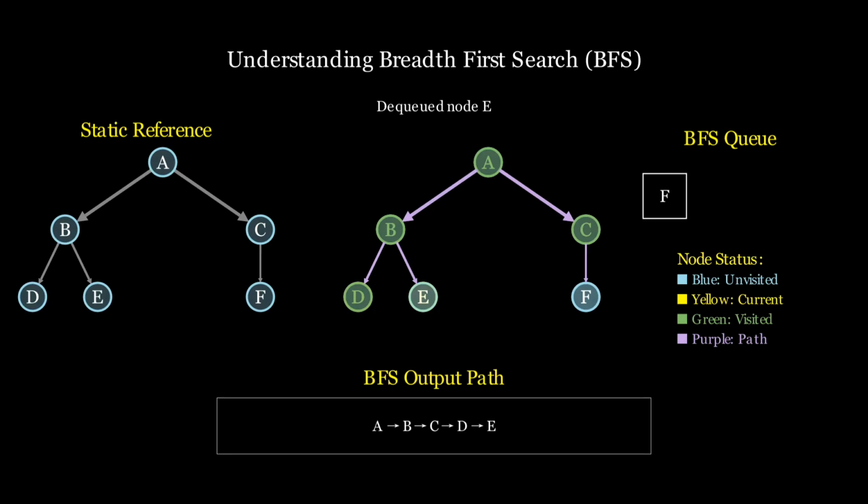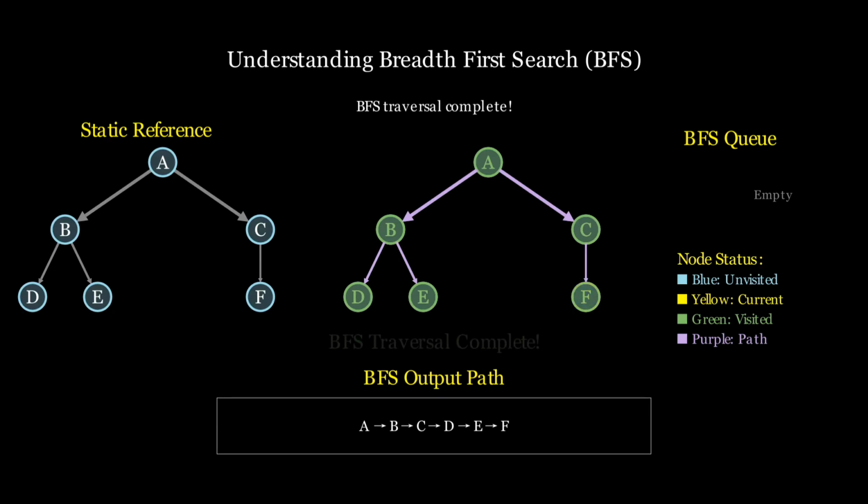Further, we process node D, node E, and subsequently node F. There are no new unvisited neighbors, so the queue becomes empty. The final path is A, B, C, D, E, F. So we have explored each level completely before moving deeper.